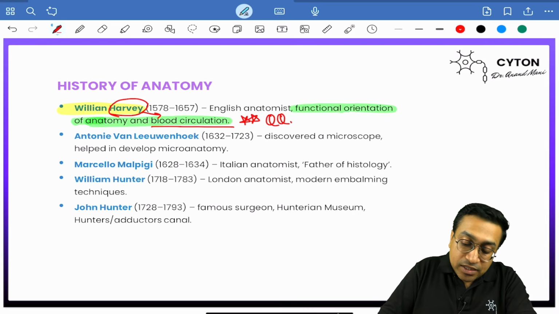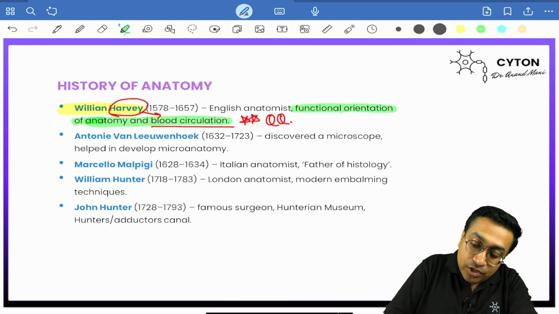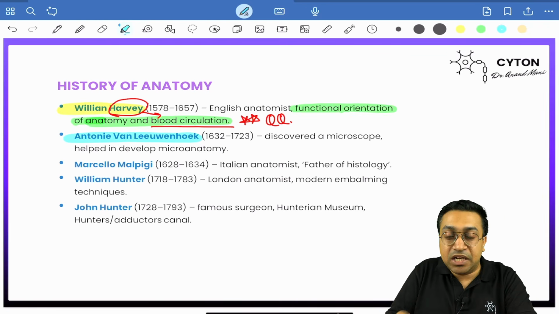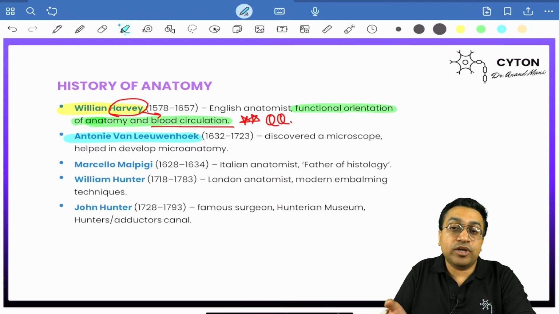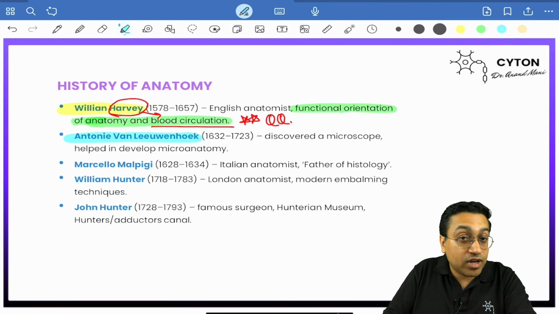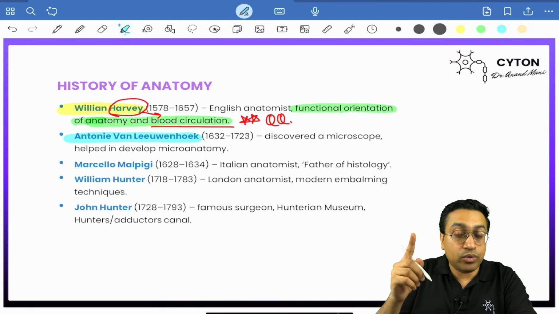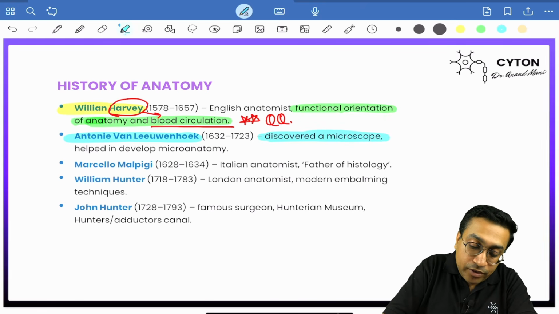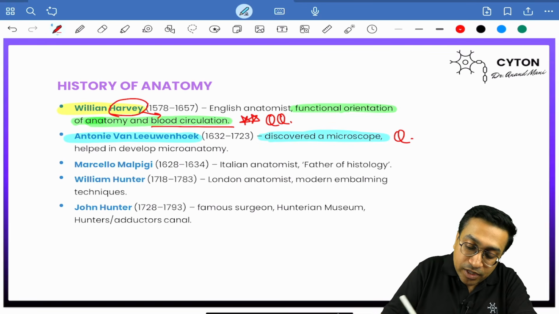Okay. Then Antony van Leeuwenhoek. I think this name is also heard in your 11th, 12th. He was the one who discovered the microscope and helped to develop histology, that is the microanatomy I told you. So he discovered the microscope, again a very important name, you cannot skip it.